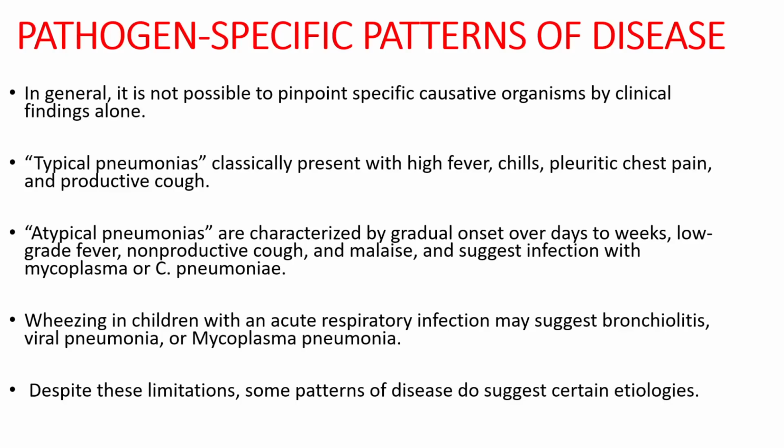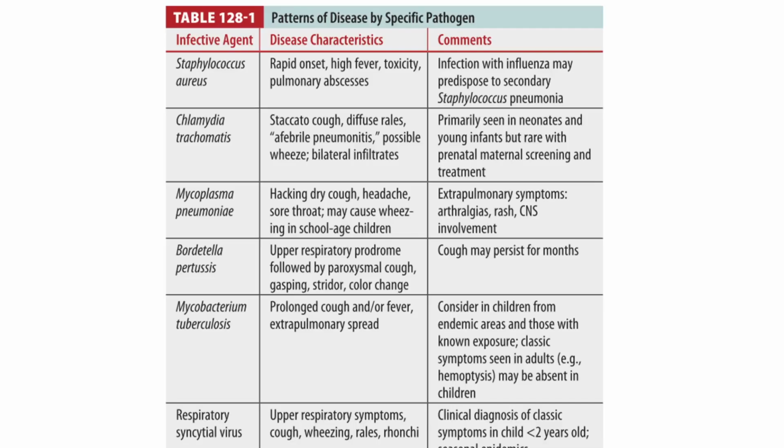Despite these limitations, some patterns of the disease do suggest certain etiologies. So in this table, we can see the patterns of the disease by specific pathogen. If the infective agent is Staph aureus, we usually see rapid onset, high fever, toxicity, and pulmonary abscess. And concurrent influenza can predispose to secondary Staph aureus; it increases the risk of staph pneumonia.